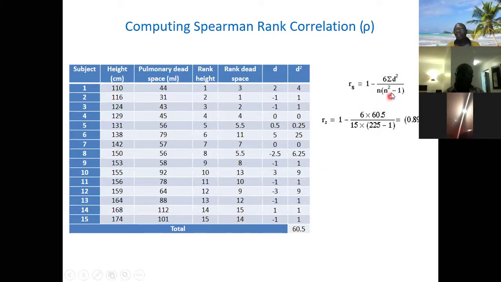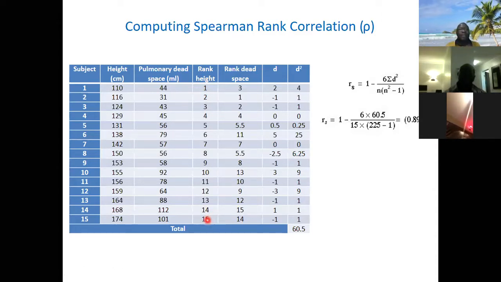All you need to look at in the formula is 1 minus 6 sigma d squared. Look at n here. N is just the sample size. All you need to calculate there is the d, the difference between the ranks. What it does is to rank the values for the two variables. Look at the height, it's already ranked here, 1, 2 to 15. A rank means the smallest is followed by this, and the highest has 15.